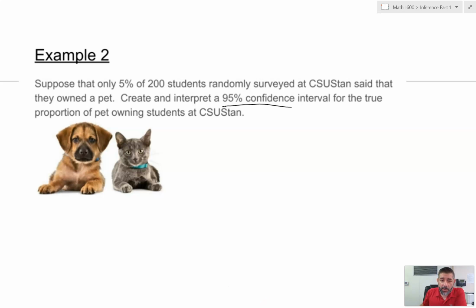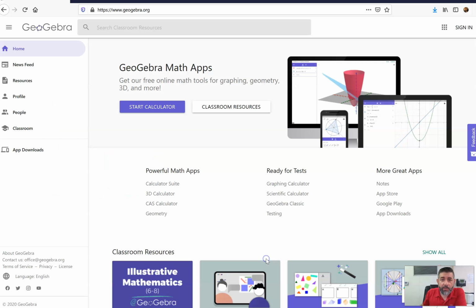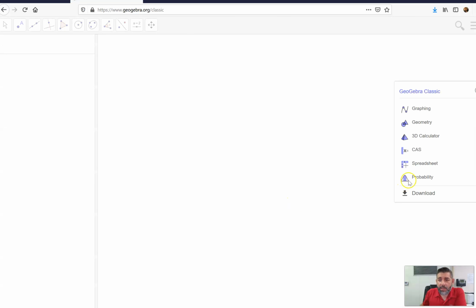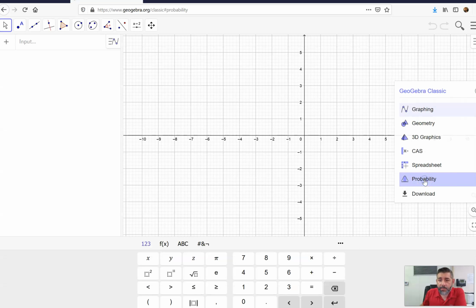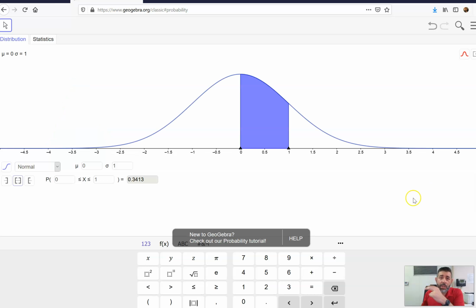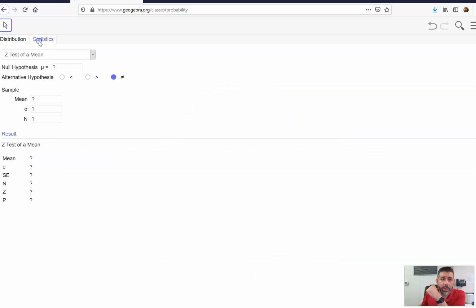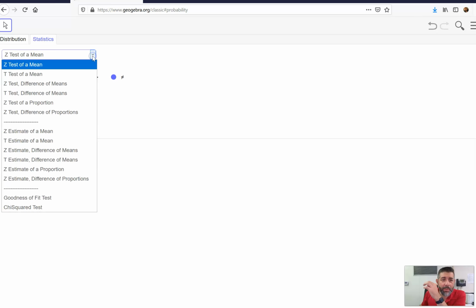So let's take a look at Geogebra. I don't want to spend too much time talking about that stuff. And we're going to go to Geogebra Classic. I like using Geogebra Classic. And we're going to go to probability. There are two ways that you can get to a one prop z interval here, but we're going to do it this way with z statistics. In the probability, you're going to go to statistics. In the drop-down menu, we're going to go z estimate of proportion.